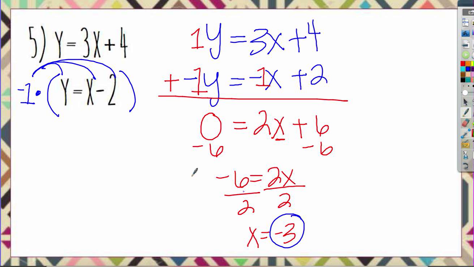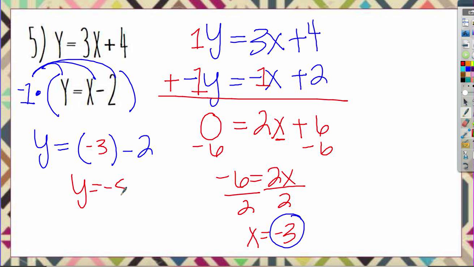Take that value, because now I need to find out what y is equal to. Plug it into either one of these equations. I'll use the bottom one. Y equals x minus 2. We just found out x is 3. 3 minus 2 is 1. So the solution is the point 3, 1.